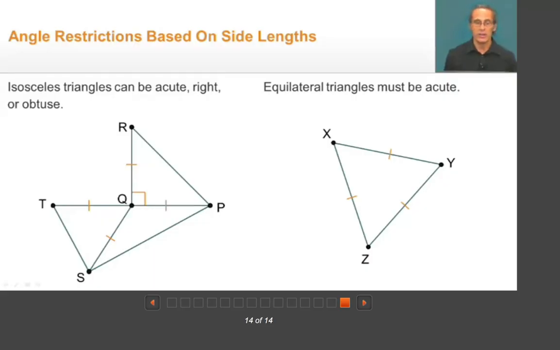Why is it isosceles? Well, the formal definition of an isosceles triangle is that you have at least two congruent sides, and equilateral triangles are isosceles because they do have at least two congruent sides, since they have three congruent sides.